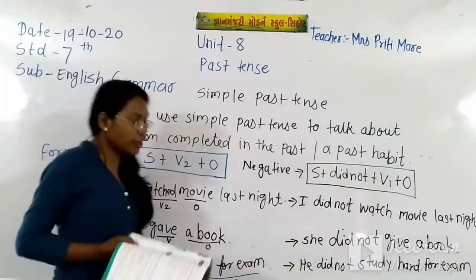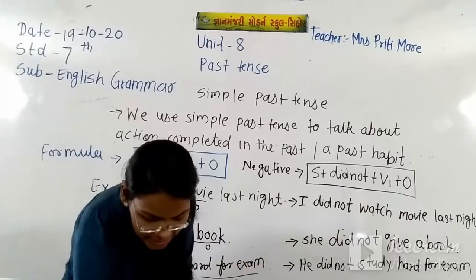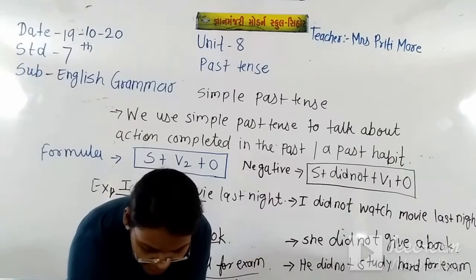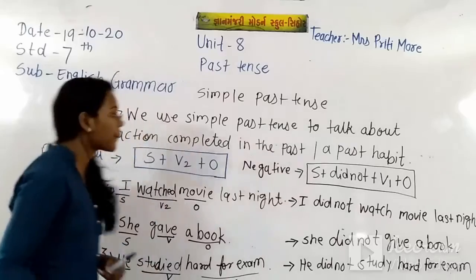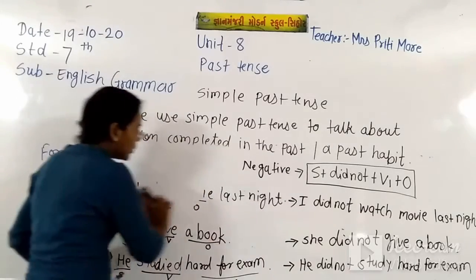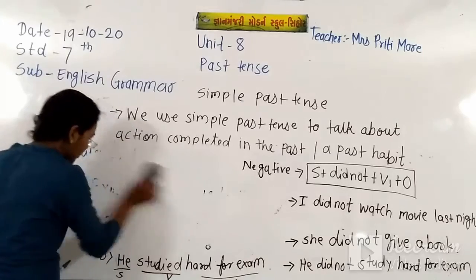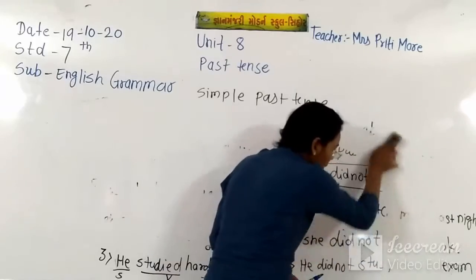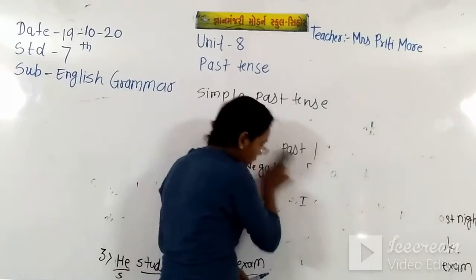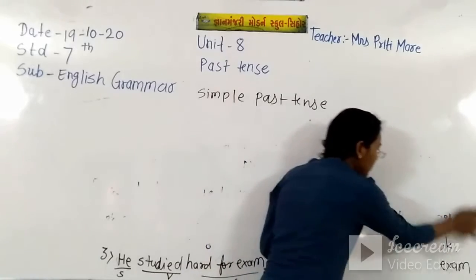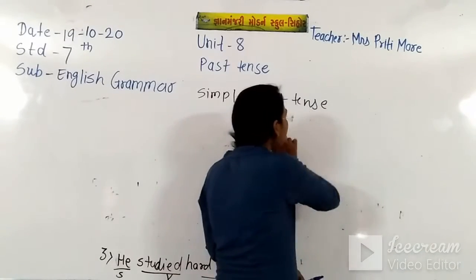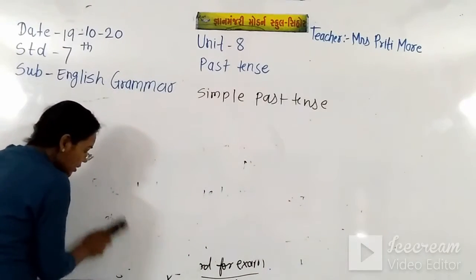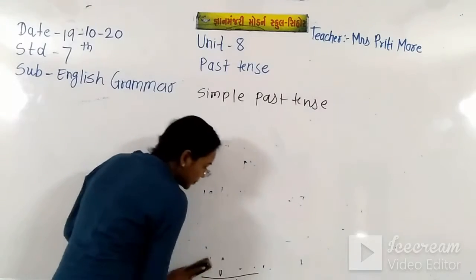Now I hope students you have written this. Now let's see the interrogative form of the simple past. Negative and positive sentences we have seen right now. Now let's make the interrogative sentences of simple past.